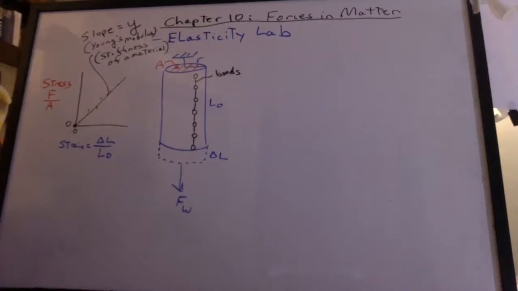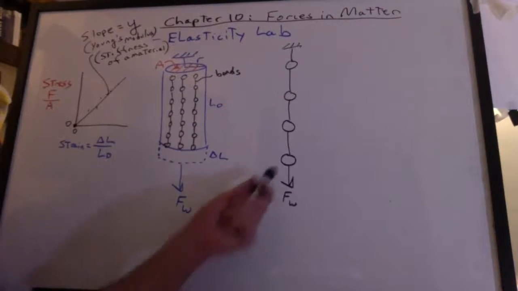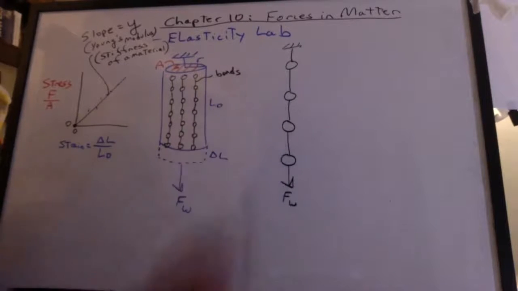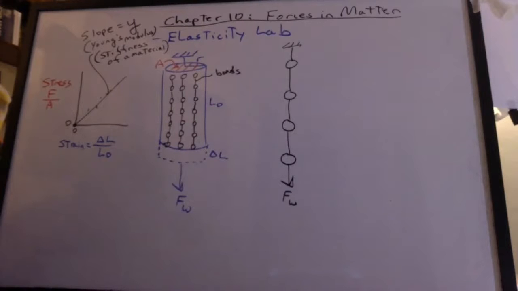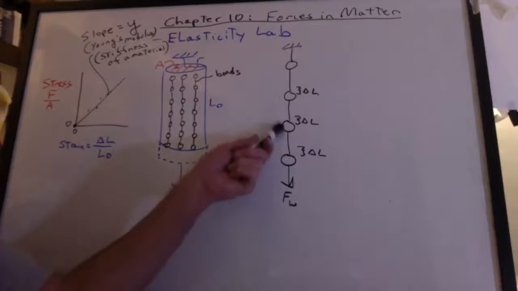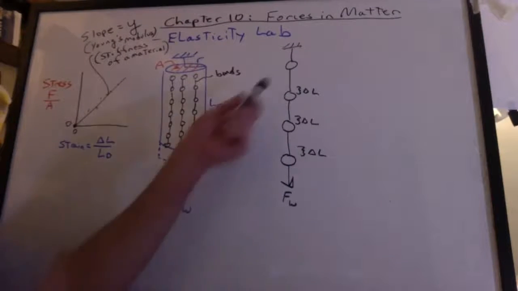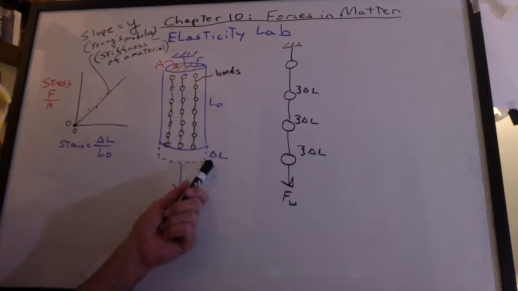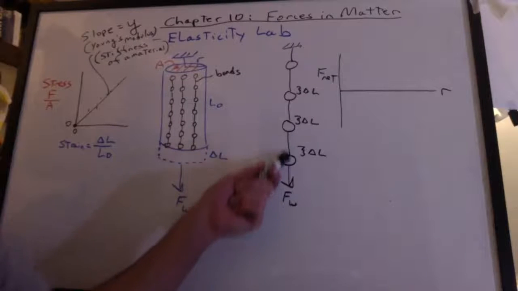The atoms are held together in bonds. You can imagine that there's going to be many columns of these atoms all lined up. Let's just take a look at one column. As we pull on this wire, each one of these bonds is going to stretch a little bit. All of those little changes in length are adding up to give us the change in the length of the wire.